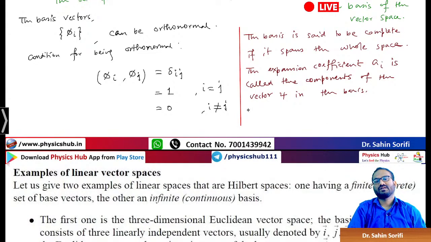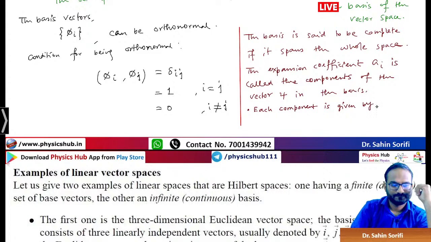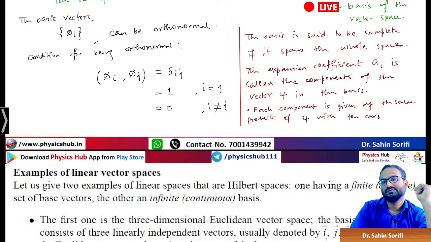Another thing you can write here: each component is given by the scalar product of psi with the corresponding base vector.